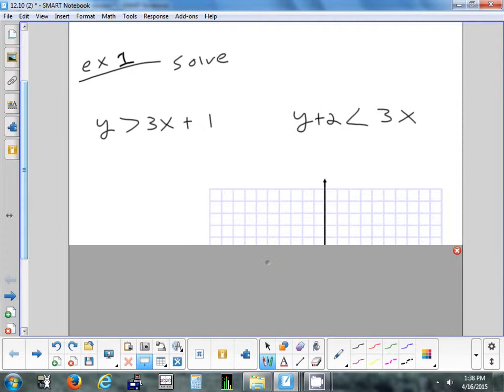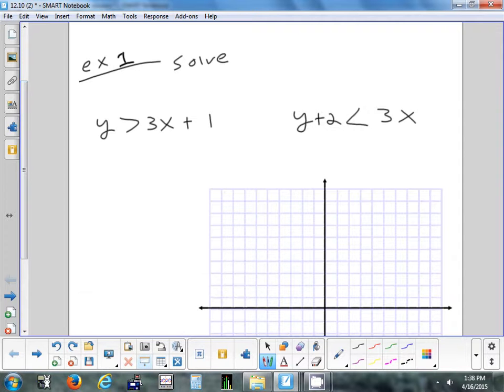Okay. Look at those two inequalities. First one's fine. How do we know it's fine? Good. It's y on one side and the mx plus b on the other side. That one's good. The one on the right, it's not that bad. There's just one thing we've got to fix. What's the one thing I have to do? Subtract 2. Subtract 2.